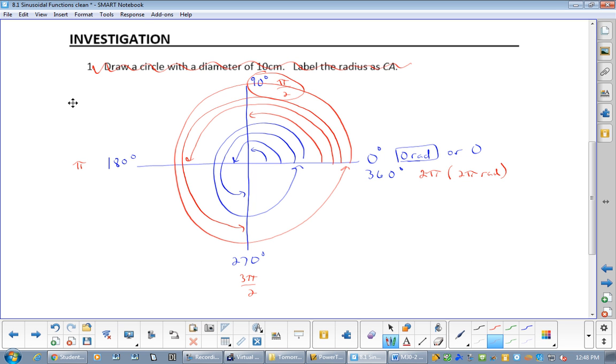You got to get them inundated with the French. Keep speaking French to them. And so we got to get off the degrees. We got to wean ourselves off degrees, and we're going to be talking in radians.